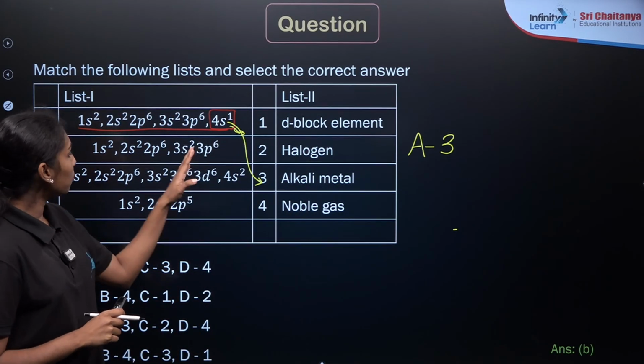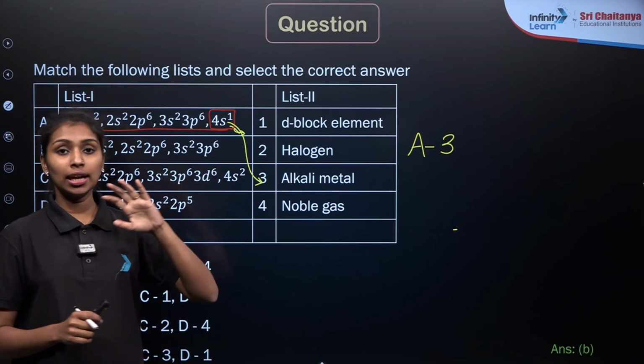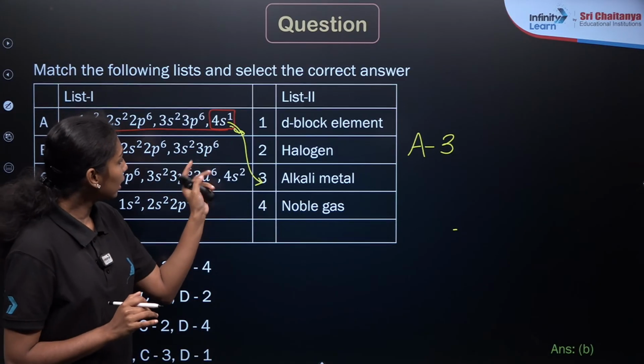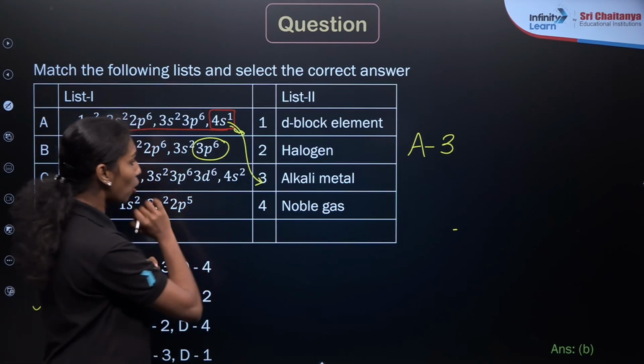Now what about the second element? Element B here: 1s2, 2s2, 2p6, 3s2, 3p6. What is the block of this element? You need to consider only the outer electron here. The outer electron is entering into the p subshell, so it will be a p block element.